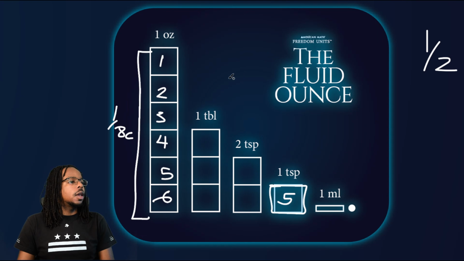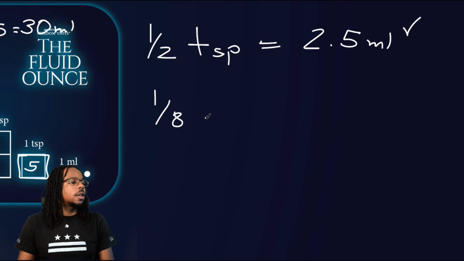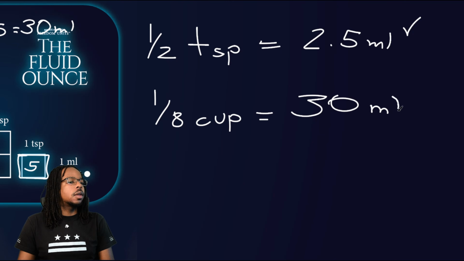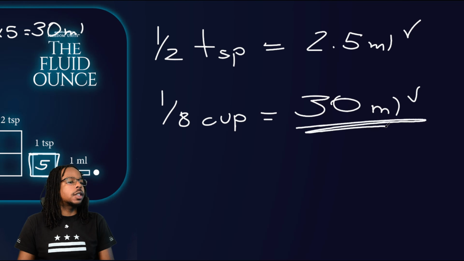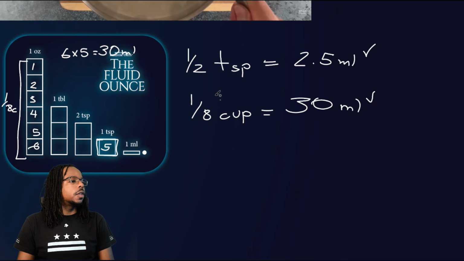1/8 of a cup. And then we can just do some basic multiplication. We have 6 teaspoons. And each of them have 5 milliliters, which means that they are 30 milliliters. So again, we can come over here, 1/8 of a cup, and convert that. We can see that it's 30 milliliters, approximately. Again, this isn't 100% exact, but this will get you close enough for your cooking so that you're only off by like a couple crumbs or a few drops.